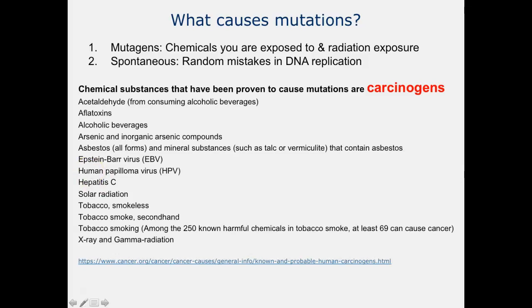Radiation, we know that UV rays can be very harmful to your body. They can cause skin cancer, which is basically a buildup of mutations. So tobacco, we know tobacco can cause lung cancer. Cancers, by the way, it's a disease of mutations.